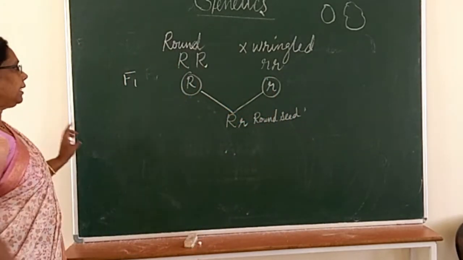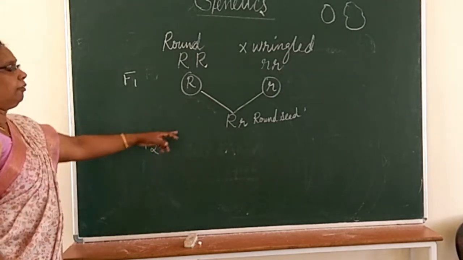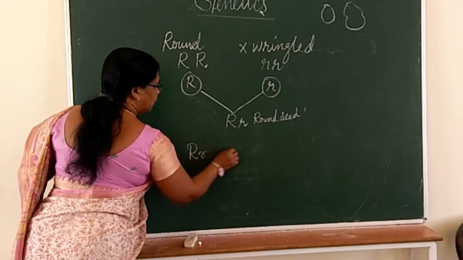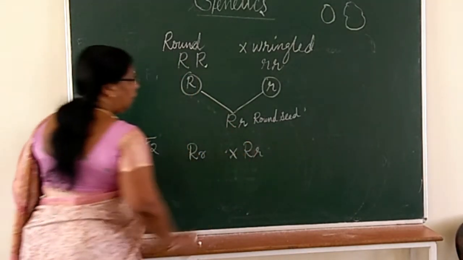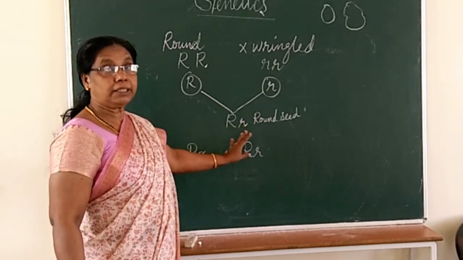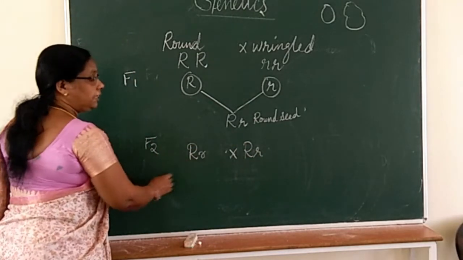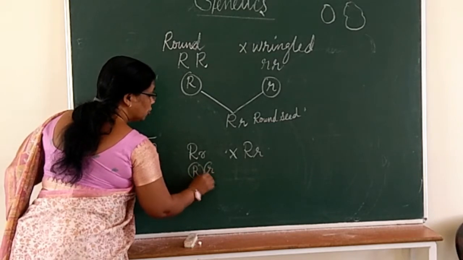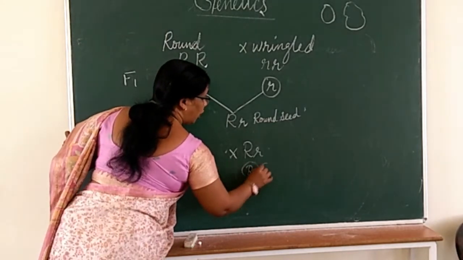Okay. Now again in the F2 generation, here we are pollinating this capital R small r into capital R small r. Both these plants are tall in nature. Both are having round seeded one. And here the two possibilities of gametes formation, one is capital R, another one is small r. Here also in the same way capital R and small r.